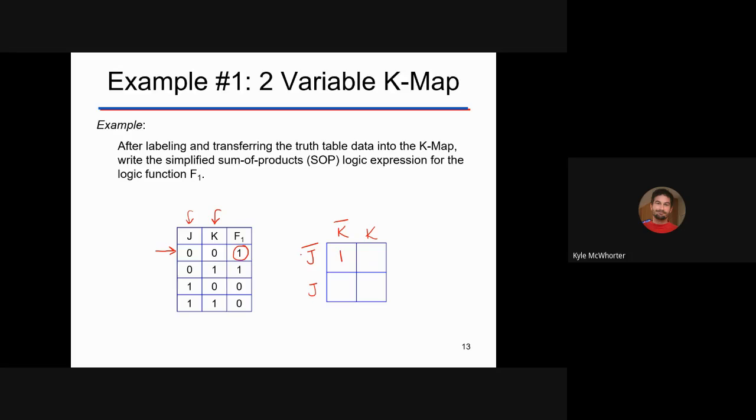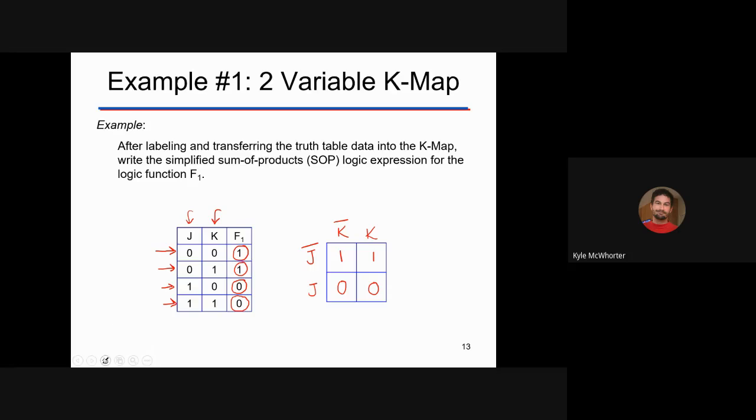This square here is a not j and a k. So that's a 0, 1, which is this row. A 0 for j and a 1 for k. The output is a 1. For this square here, that's a j and a not k, so that's a 1, 0. So that is this row here, and our output is a 0 for that square. This last square is j and k, so that's a 1 and a 1, bottom row, and our output is 0.